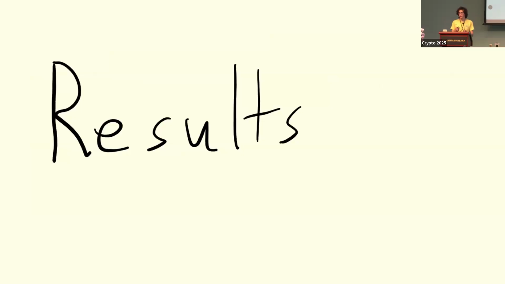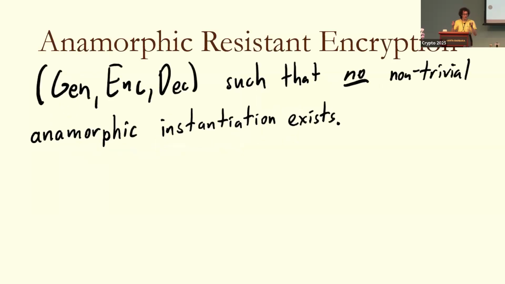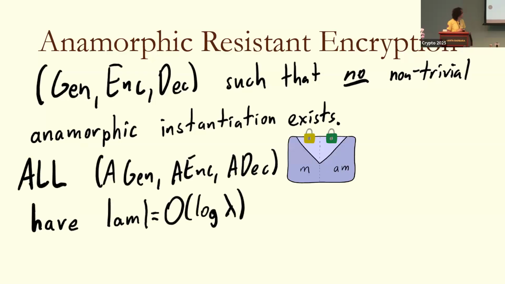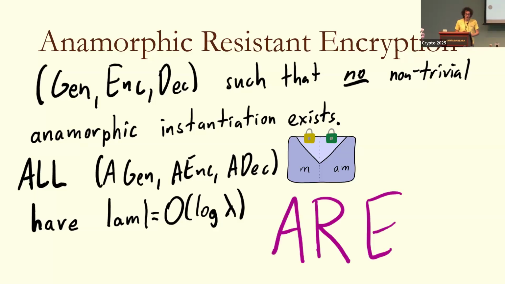Okay, so what are our concrete results? The big formal contribution is that we define something called anamorphic resistant encryption. Anamorphic resistant encryption is just going to be a specific public key encryption scheme such that no non-trivial anamorphism exists. In particular, what I mean by this is that rejection sampling should be the best you can do. All other anamorphic instantiations should also have logarithmic bandwidth. And we will call this anamorphic resistant encryption, or ARE. So I'll use ARE sometimes throughout the talk.